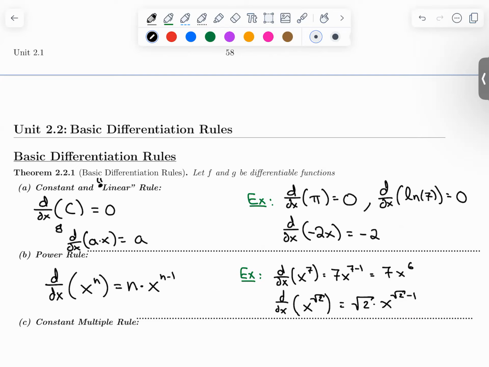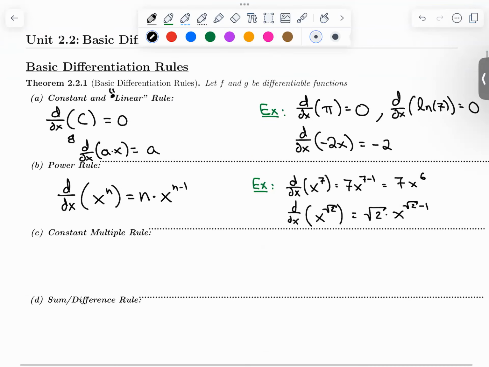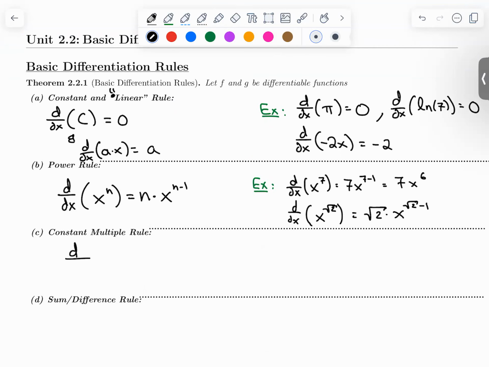We don't have time to go over them, but if you want to see the proof, I'm happy to show you. There is a mathematical justification as to why that works. The constant multiple rule is that if you have a function being multiplied by a constant, so that is, d/dx of c times f of x is equal to c times f prime of x. So you could just find the derivative of the function and then multiply it by c afterwards. Very nice property to have. If that didn't work out, it would be a lot more annoying to compute derivatives.